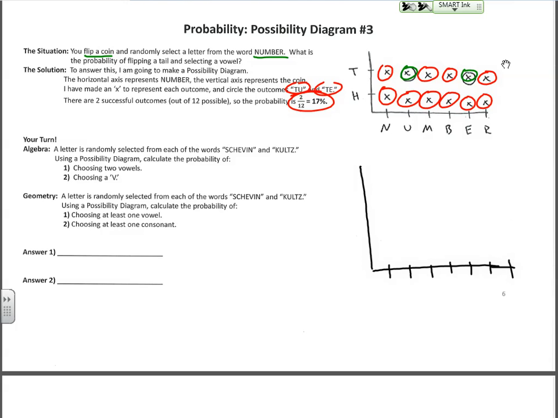We'll put, oh, the things that go out of my head are just funny. I spelled my entire last name instead of, anyway. Kultz and then Schevin going up.